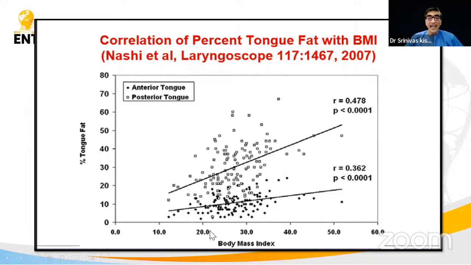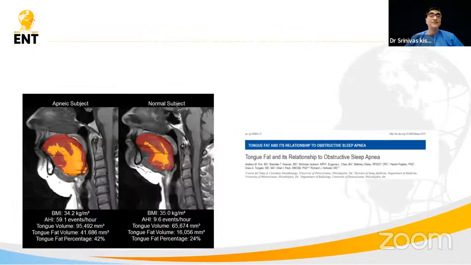So if you see, as the BMI is increasing, the tongue fat is also increasing, and where is it getting deposited? All in the posterior tongue. It is not getting deposited in the anterior tongue. So with this graph, we know that as the BMI increases, the tongue fat gets accumulated in the posterior tongue base. Now, here is a very interesting paper.